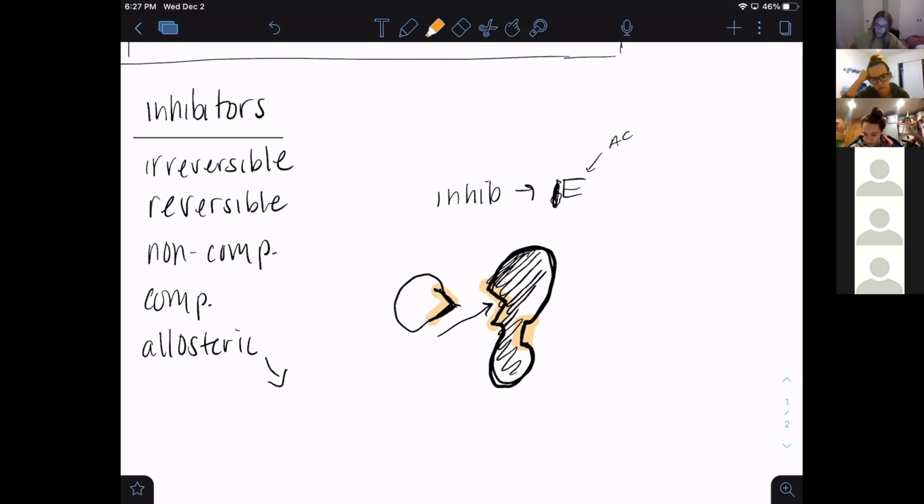Okay, this would be what, if we have an inhibitor that goes in and it just sits over here for some reason. Okay, so allosteric, we'll get into allosteric. But if we have non-competitive inhibition, what does that mean in terms of what's happening to the enzyme?